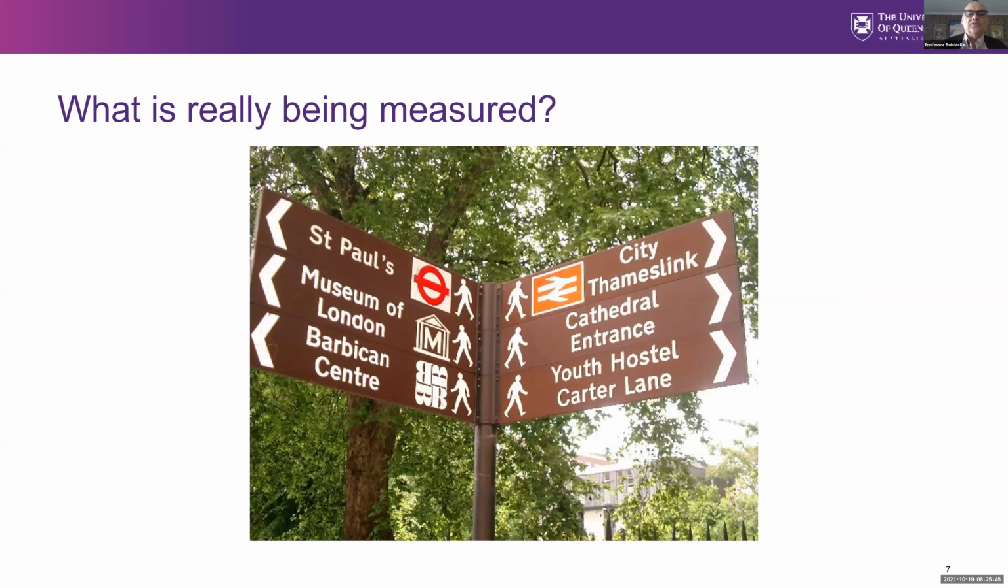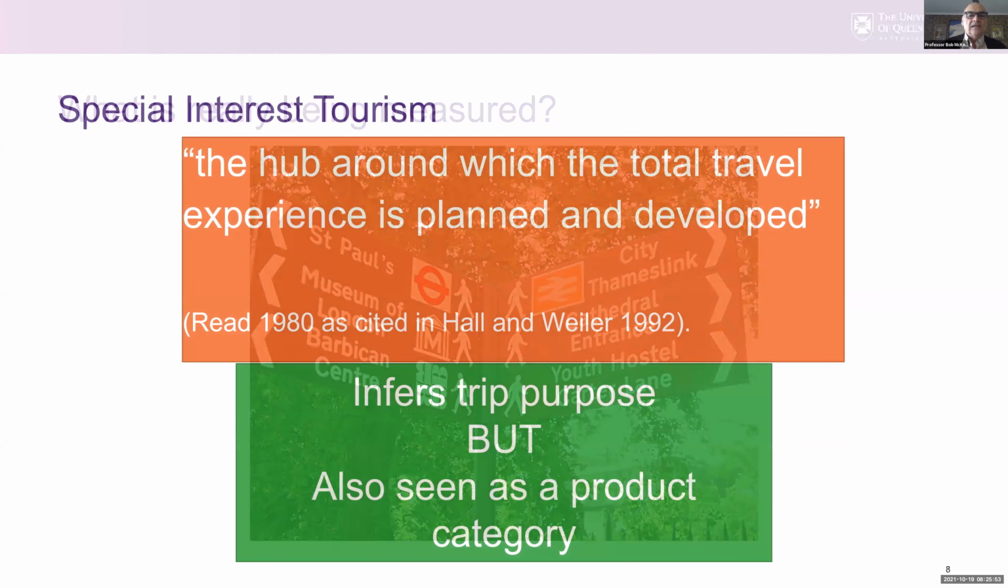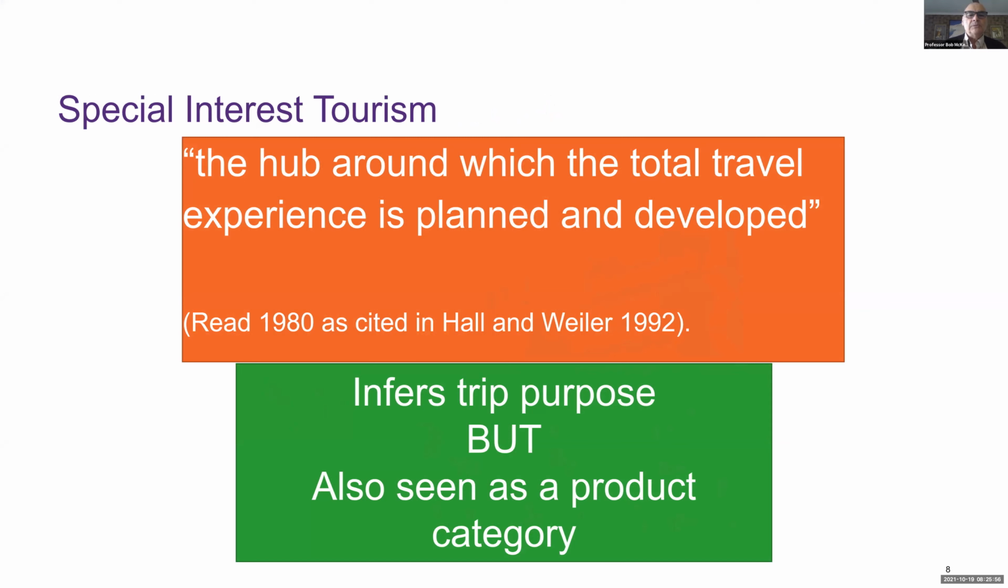And this comes down to the question of how you conceptualize special interest tourism. Now, special interest tourism is supposed to be the hub around which the total travel experience is planned and developed. So from a research standpoint, special interest tourism conceptually should be why people travel. It should be the trip purpose that directs in whole or in part the total trip experience.